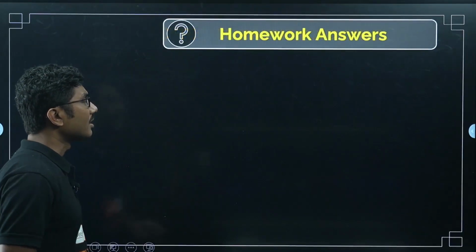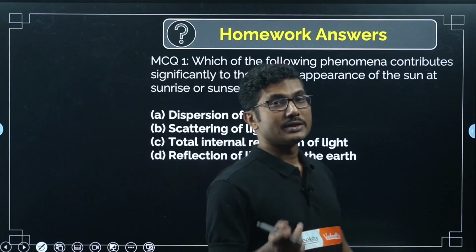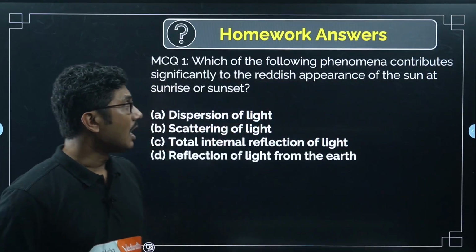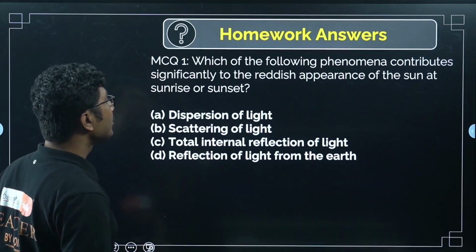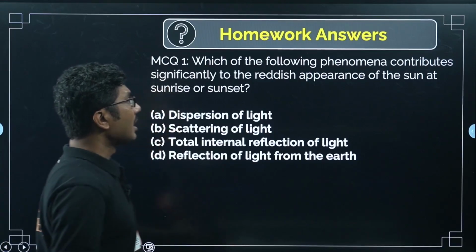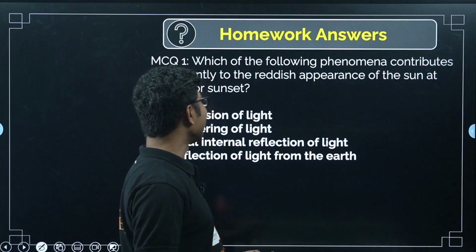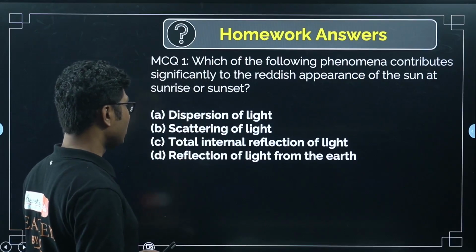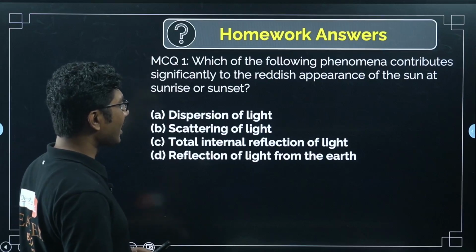Now let's look into another question. Okay, so before I proceed, I have to answer the homework questions that I gave in our previous lecture from human eye. So let's look into those answers first. Which of the following phenomena contributes significantly to the reddish appearance of the sun at sunrise or sunset? Very interesting question. Dispersion of light, scattering of light, total internal reflection, reflection of light from the earth.